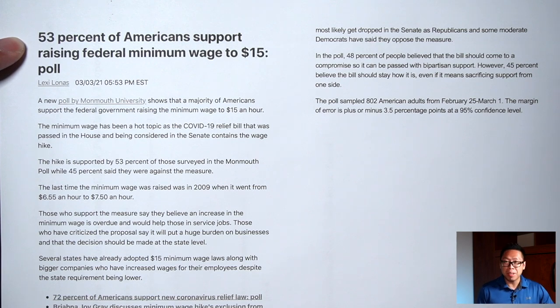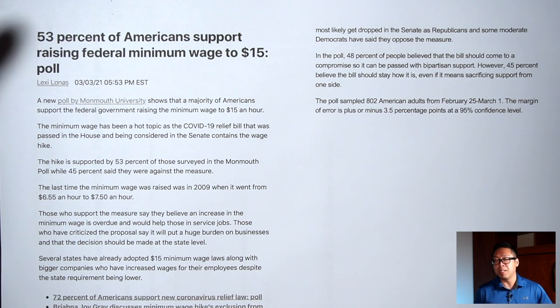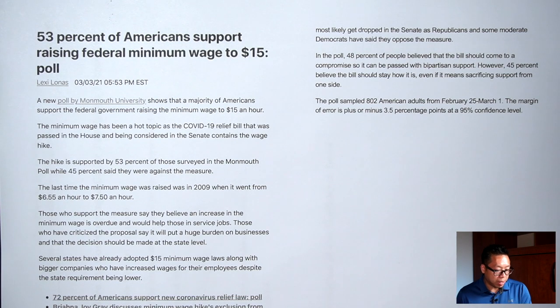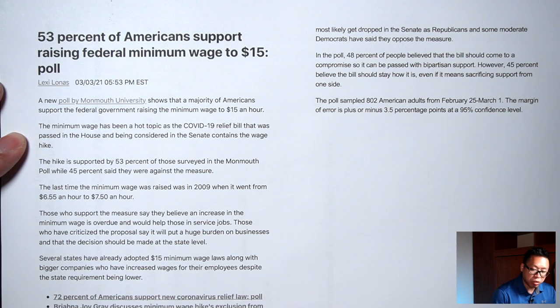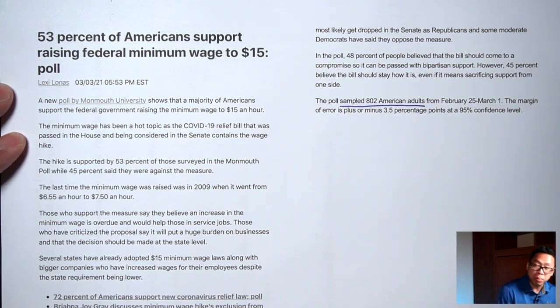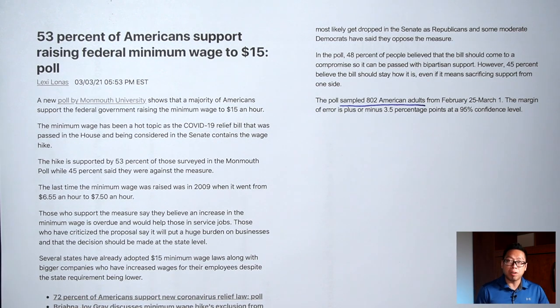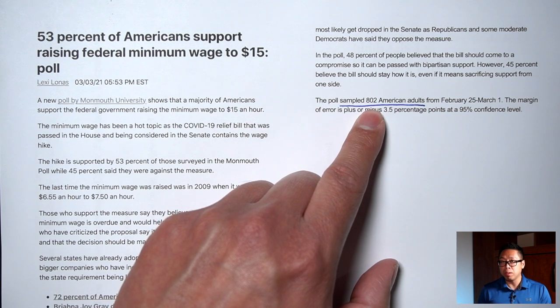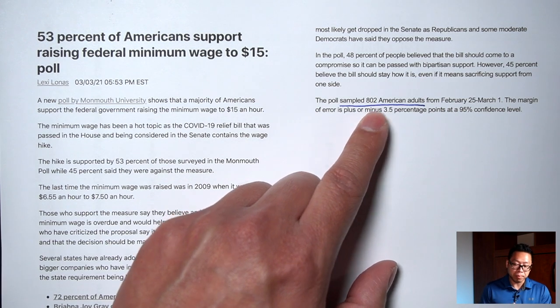And my question is, how did they get this 53%? Did they ask all Americans? I know they didn't ask me, so who did they ask to get this 53%? If we skim all the way to the end here, it does say that the poll sampled 802 American adults. So they asked only 802 people, which is a really small number compared to all Americans, which is going to be millions and millions of people. So how are they able to say 53% of all Americans from just asking 802 people? That's one of the questions we're going to answer today.